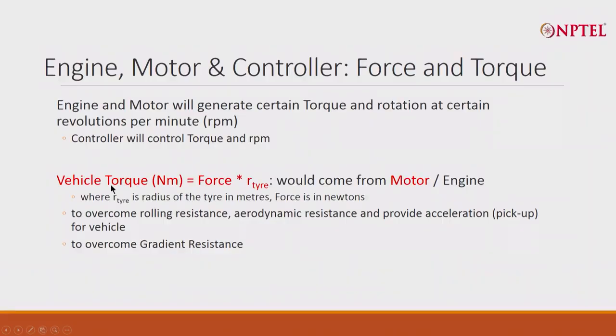The next important reason why torque is required is gradient resistance. When you try to move up, you require more force because you are going against gravity, and that is called gradient resistance. So rolling resistance, aerodynamic resistance, acceleration and gradient resistance are the resistances that are offered, and the torque has to overcome that. Okay.